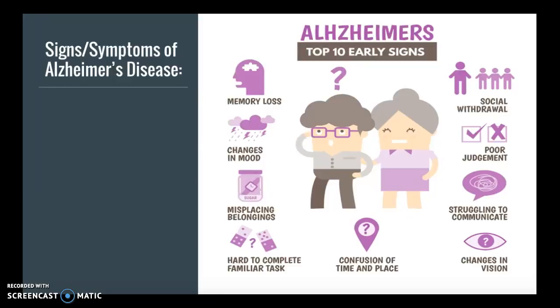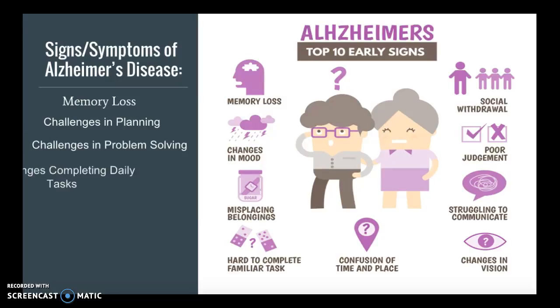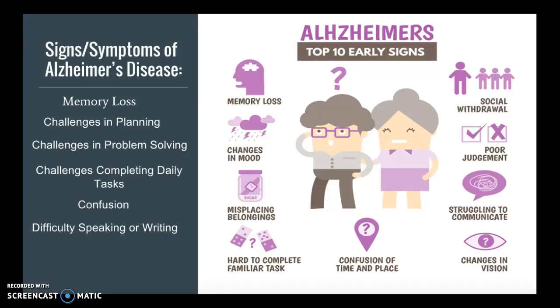These signs and symptoms include memory loss, challenges in planning, challenges in solving problems, challenges completing daily tasks, confusion such as time, place, and names, difficulty speaking or writing, misplacement of items or objects, and mood or personality changes. It is important to note these signs and symptoms of Alzheimer's disease in case you, a loved one, or friend exhibit these signs and symptoms. You or they may want to seek medical attention or talk with your or their doctor.